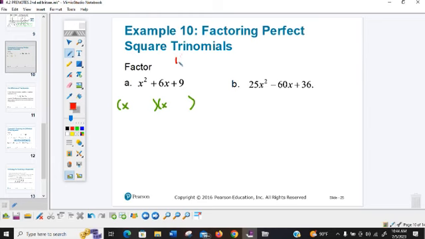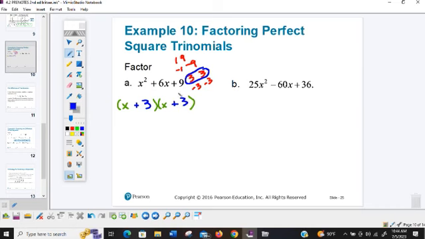Now, if I list all of the factors of positive 9, that's going to be 1 times 9, negative 1, negative 9. 2 doesn't work. 3 does. 3 times 3, negative 3, negative 3. Now, there's nothing else that can go into them. And I want to pick the one that adds to a positive 6. That's going to be this one.